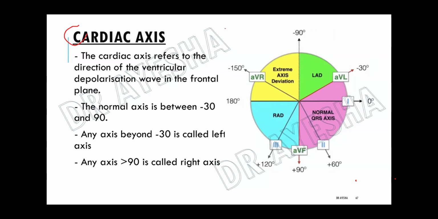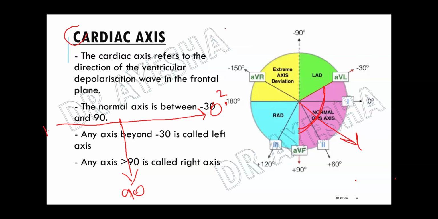Normally, our current is lying somewhere around over here. The normal axis is shaded with the pink color. So we have degrees. What is the normal degree? Just remember this: this is the 0 degree axis, this is the 90 degree axis, and this is the 180 degree axis.